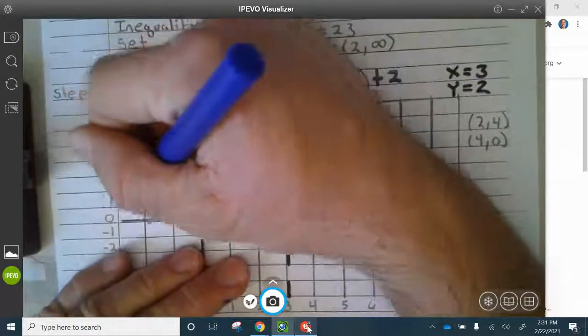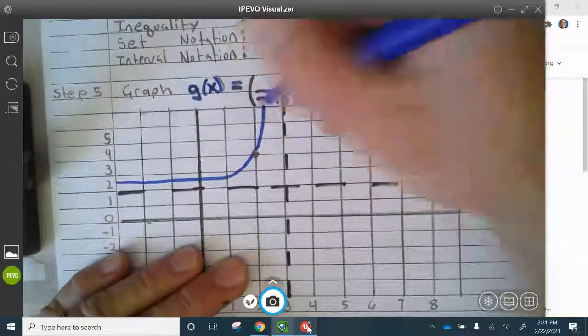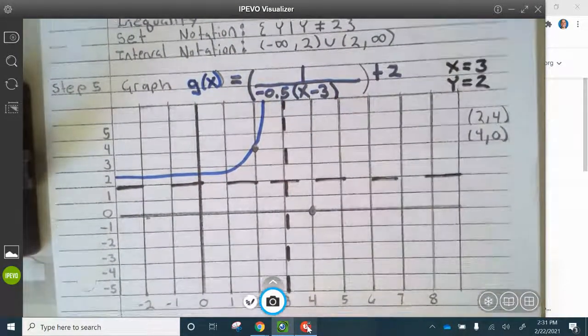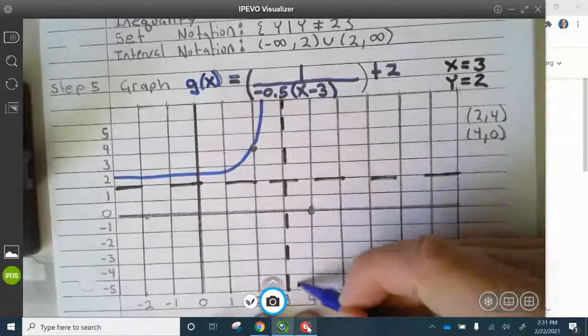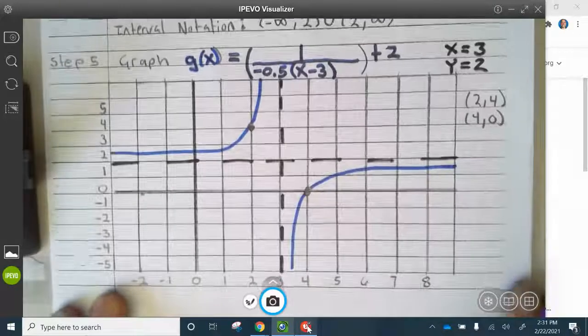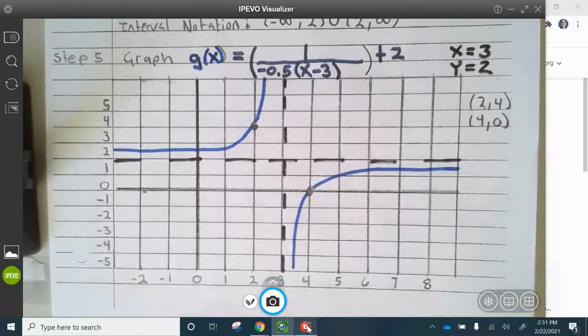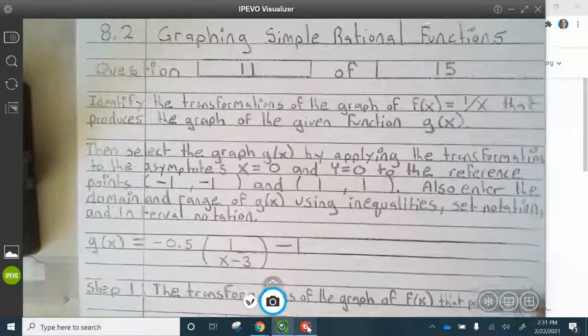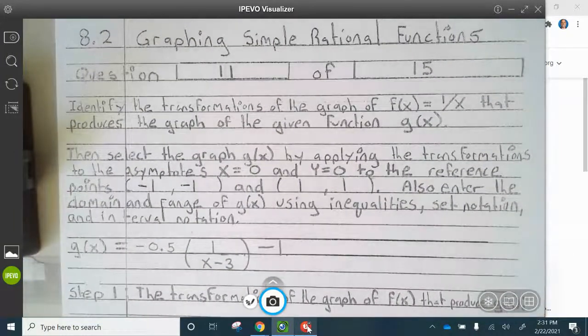All right. Let's move on to question number 11. Identify the transformations of the graph of f of x equals 1 divided by x that produces the graph of the given function g of x. Then select the graph of g of x by applying the transformations to the asymptotes x equals 0 and y equals 0 to the reference points (-1, -1) and (1, 1). Also enter the domain and range of g of x using inequality set notation and interval notation. So g of x equals -0.5 parentheses 1 divided by x plus 3 minus 1.